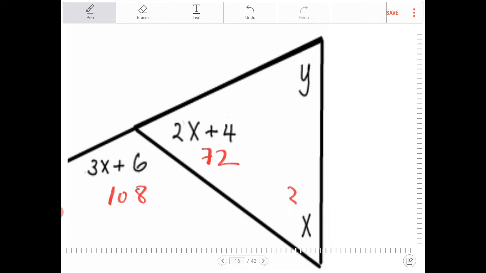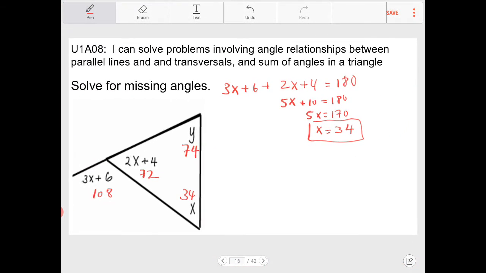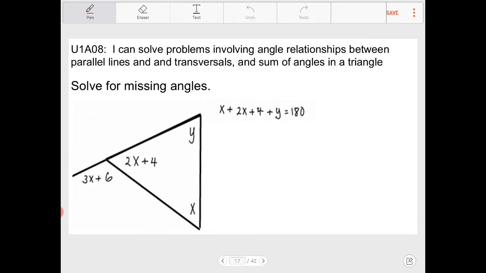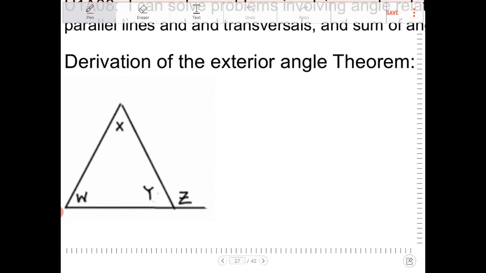And this is 34. And finally, because all three angles inside of a triangle must add up to 180, what will this turn out to be? This will turn out to be 74. Right? Because 74 plus 72 is 146. 146 plus 34 is, in fact, 180. Okay. Let's take a look at our next.